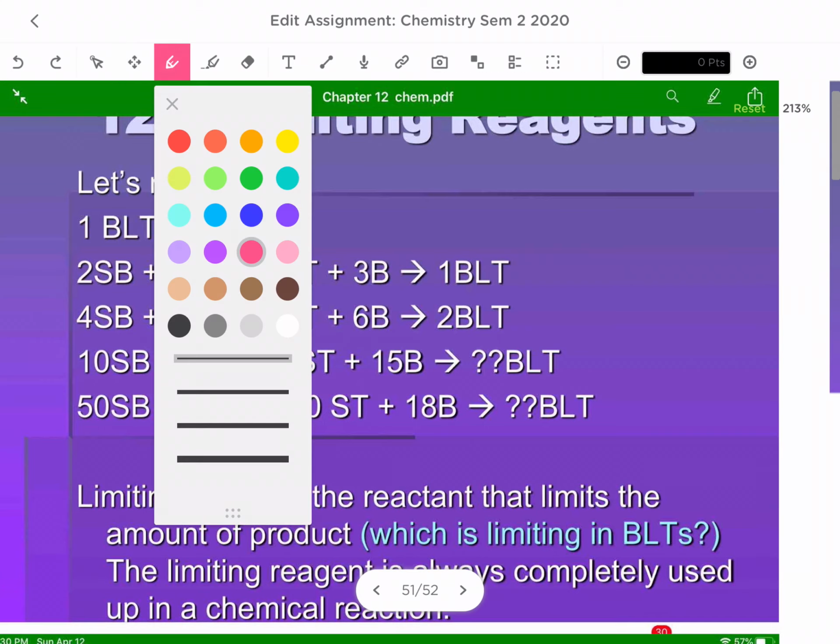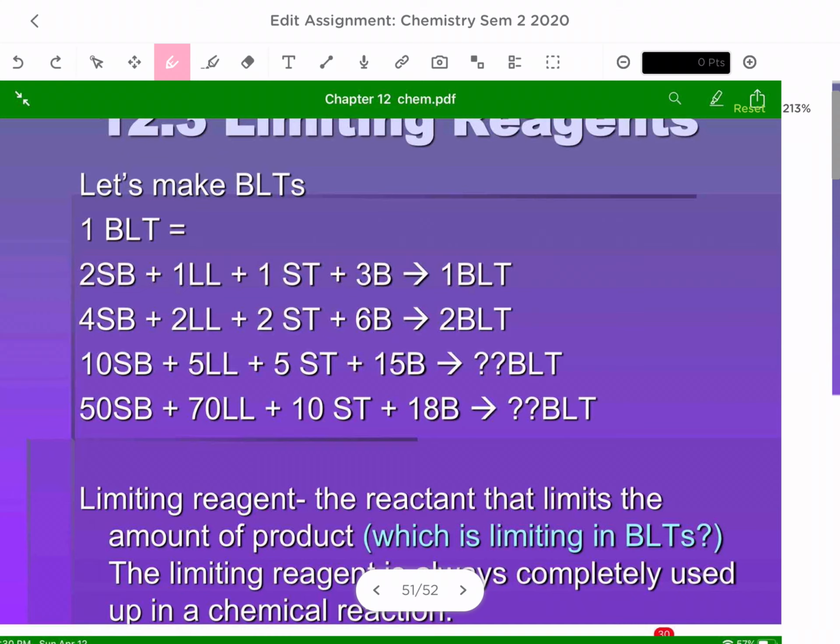And limiting reagents is, let's use light pink, limiting reagents is kind of like cooking. I actually have an example on here that we're going to kind of go through before we define what a limiting reagent is. So it says on here, let's make BLTs.